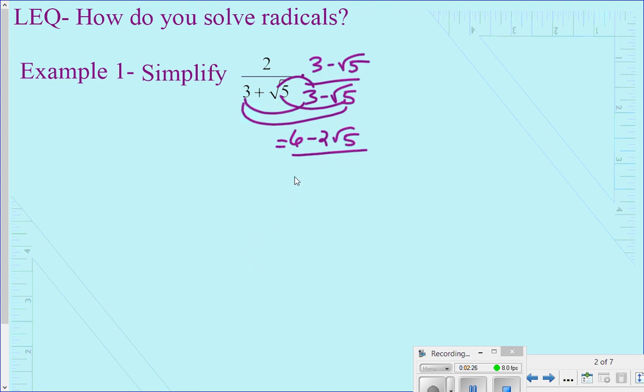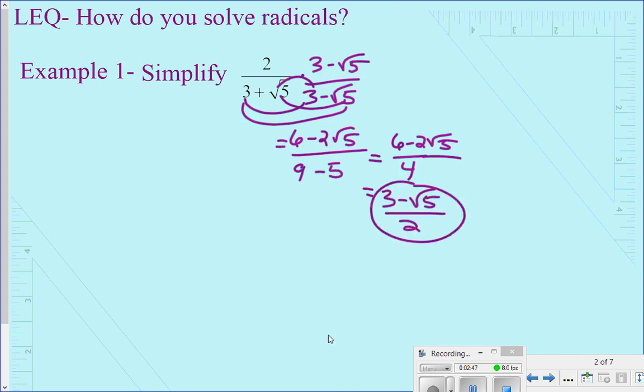So I really just need to do 3 times 3, which is 9, and root 5 times root 5 is 5, but it's a minus. So that gives me 4 in the denominator and 6 minus 2 root 5 in the numerator. Now, the only thing I have to simplify there are 6, 4, and 2. I see that 2 goes into all of them, so divide each by 2 and get 3 minus root 5 all over 2. And that's my final answer.